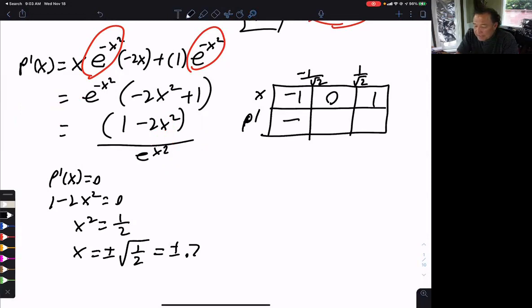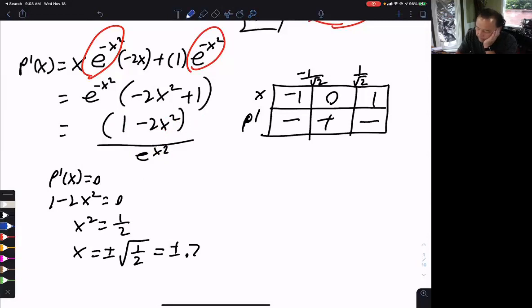Then what happens from negative 0.7 to 0.7? Let's find out. Plug in 0. 0 here, 1 minus 0 is positive. 0 here is 1, positive over positive. So we know it's positive between those two critical points. And then to the right, plug in 1. 1 there gets you 1 minus 2, which is negative. That's always positive. So it's decreasing to the right of that point.